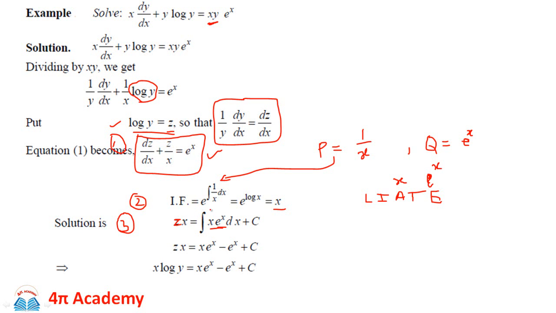So this x is the first function and e raised to power x is the second function, and therefore this zx will be equal to first function into integration of second, which is again e raised to power x, minus derivative of first, which is derivative of x with respect to x is 1, into integration of second, which is again e raised to power x. So this plus c.